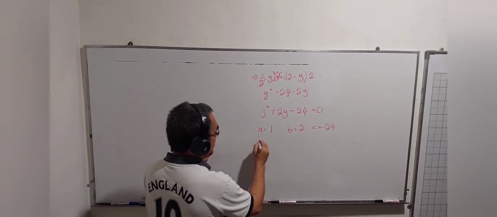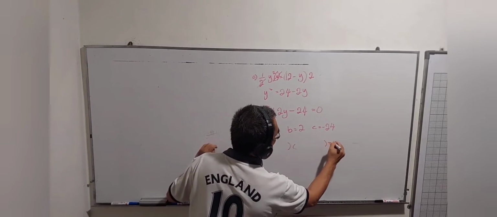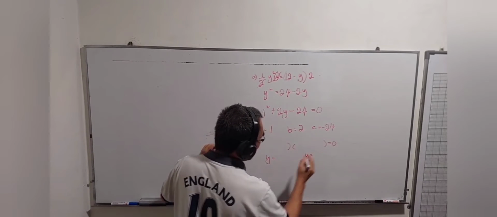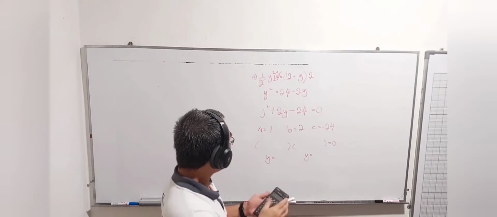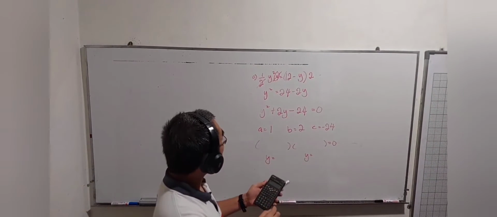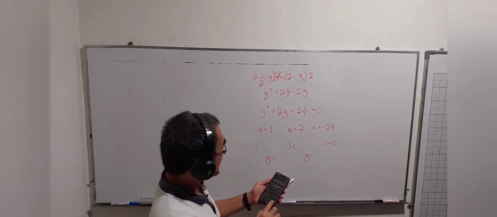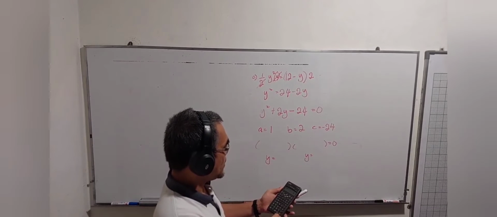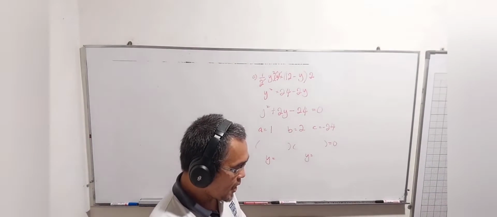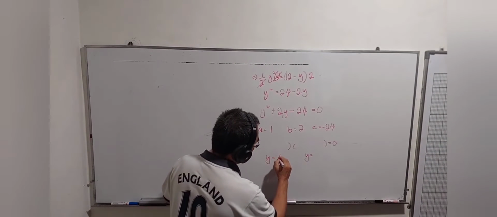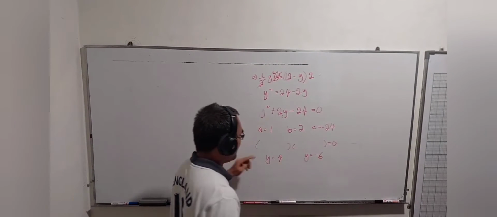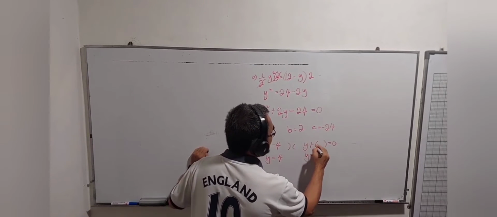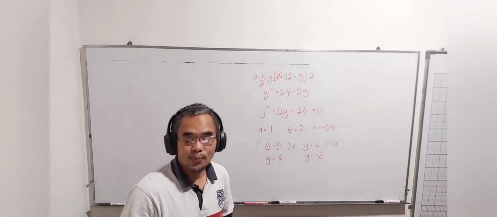So for the values, you put the brackets equal to 0. So we have the first y and the second y, and these y values you get from the calculator. That is A is 1, B is 2, and C is negative 24. So you get the first y is 4, the other y is negative 6. 4 and negative 6. So the factorization will be y minus 4 and y plus 6 equals 0.